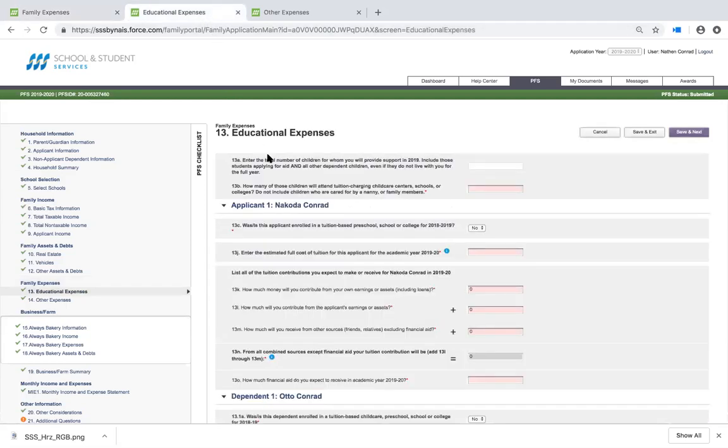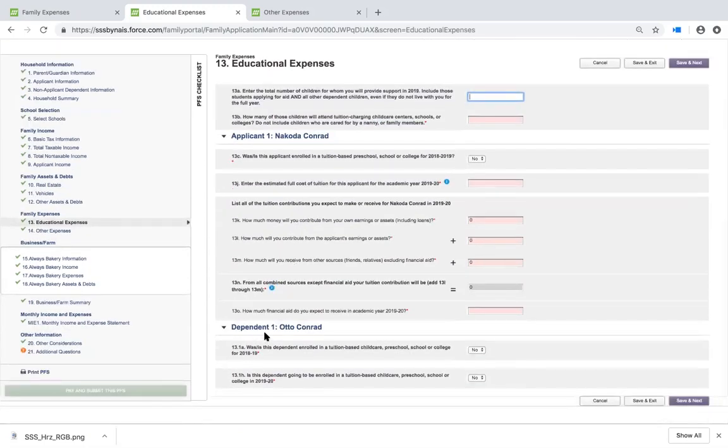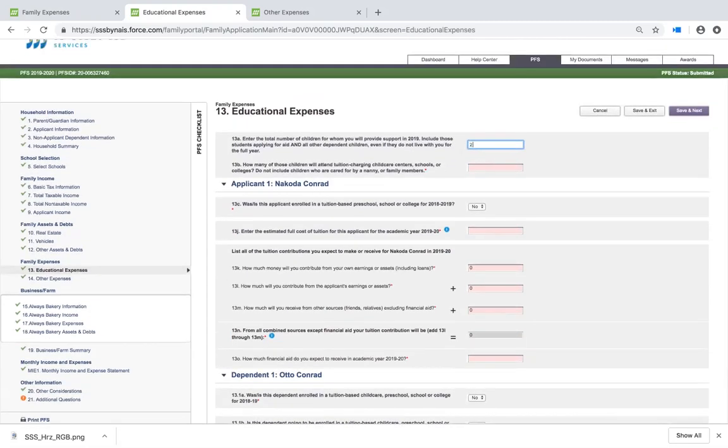The first section of family expenses is educational expenses, or section 13. Here's where we're going to document all of the costs related to our child's education. So let's begin. 13A asks the total number of children whom you provide support for. You're going to include students applying for aid and other non-applicant dependents, even if they don't live with you for the full year. In our case, we have one applicant and one non-applicant dependent, so we're going to put 2.